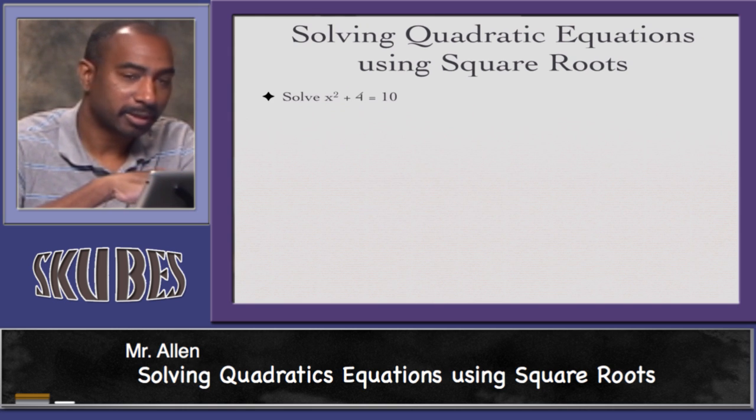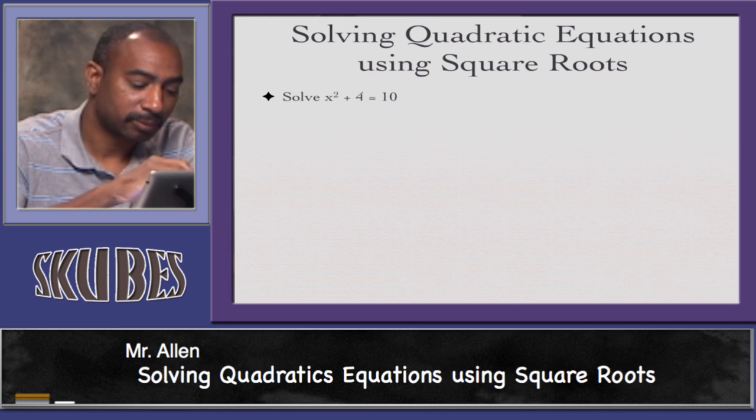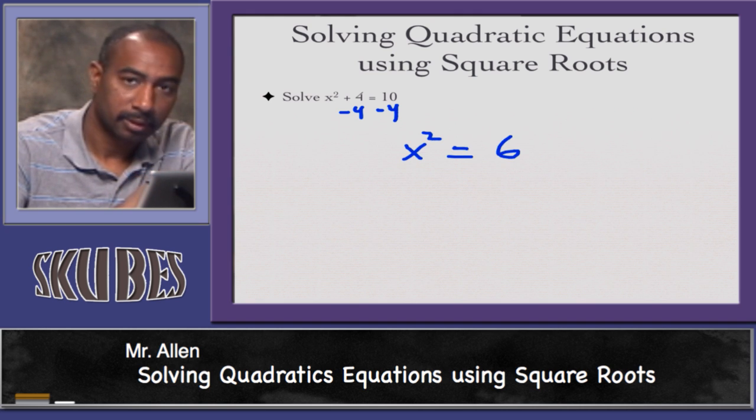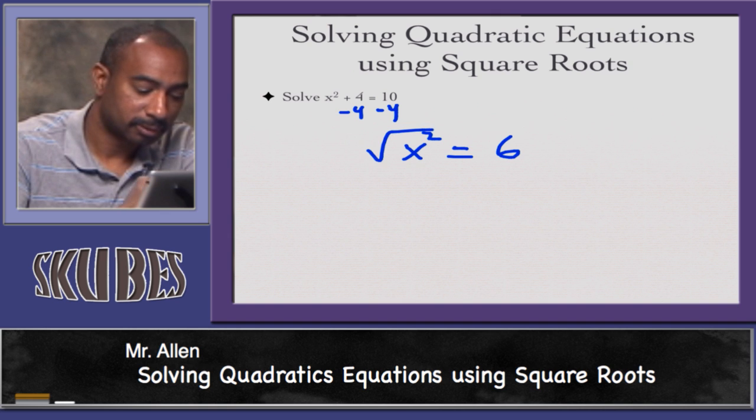Solve x squared plus 4 equals 10. So what I can do is subtract 4 from both sides. So I got x squared equals 6. And I take the square root of both sides. So I get x equals radical 6.